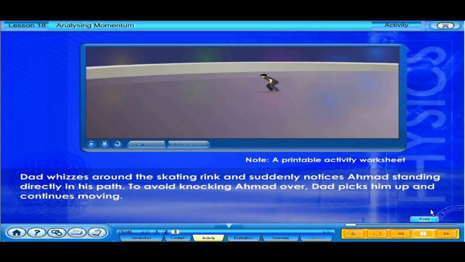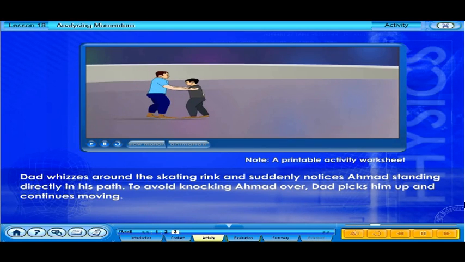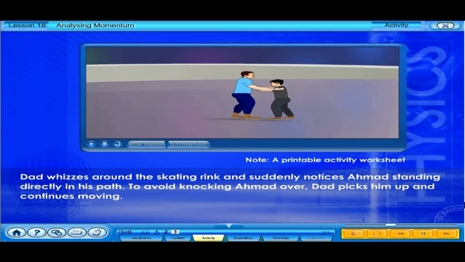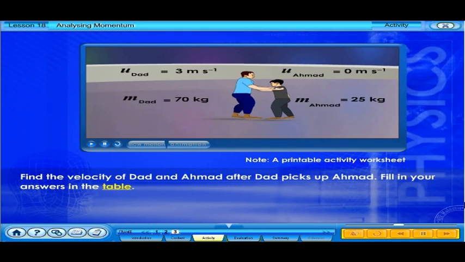Dad whizzes around the skating rink and suddenly notices Ahmad standing directly in his path. To avoid knocking Ahmad over, Dad picks him up and continues moving. Find the velocity of Dad and Ahmad after Dad picks up Ahmad. Fill in your answers in the table.